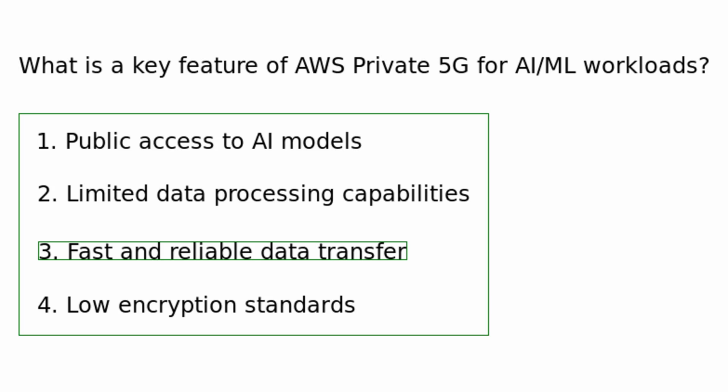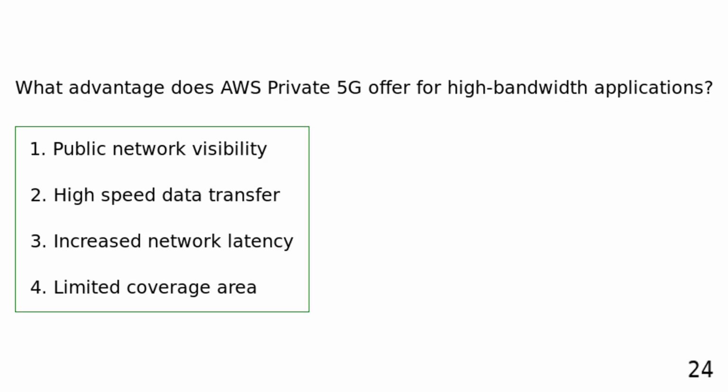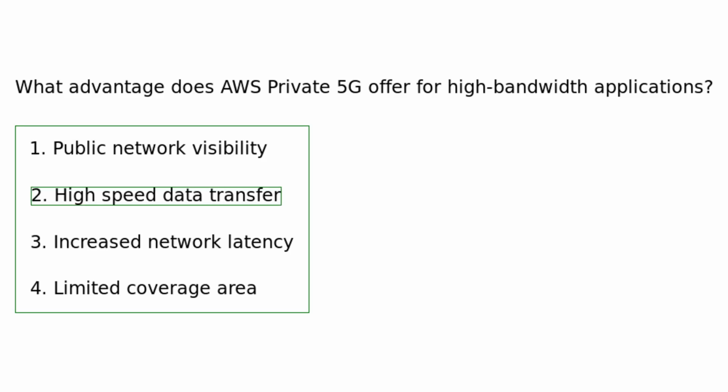processing of large datasets. What advantage does AWS Private 5G offer for high-bandwidth applications? Public network visibility. High-speed data transfer. Increased network latency. Limited coverage area. AWS Private 5G offers high-speed data transfer, making it advantageous for high-bandwidth applications that require fast and reliable connectivity.